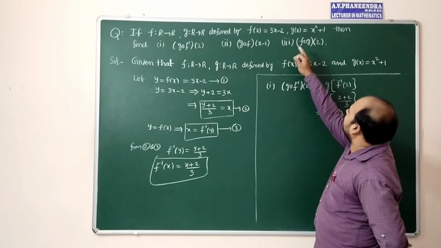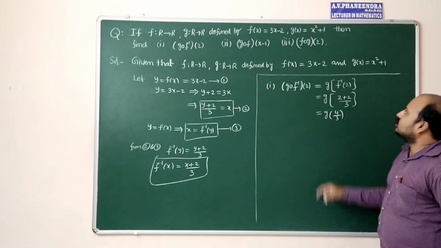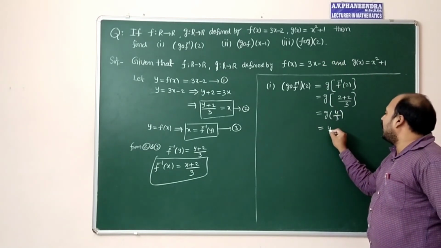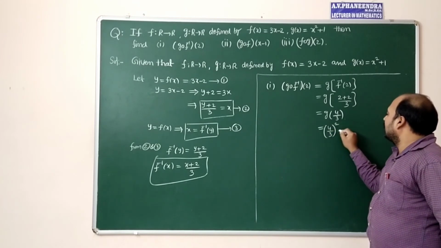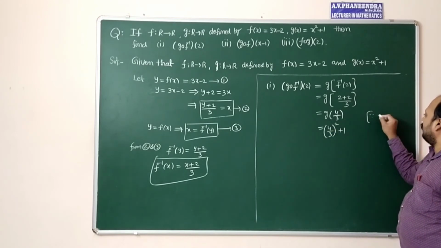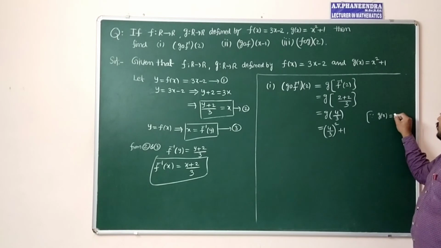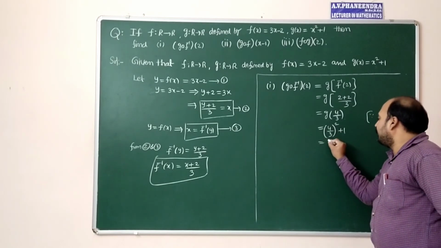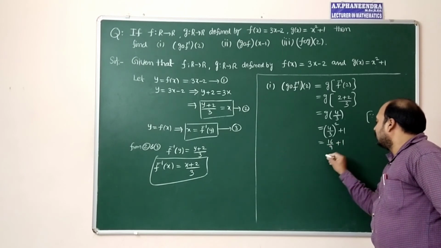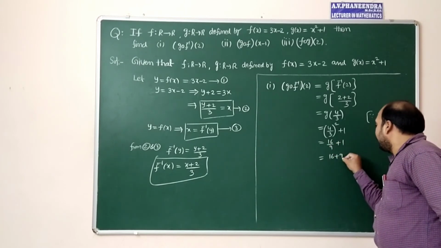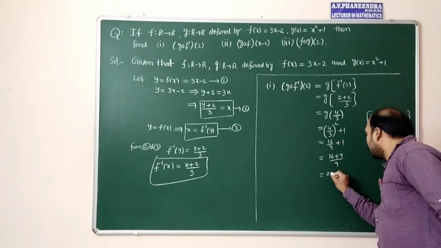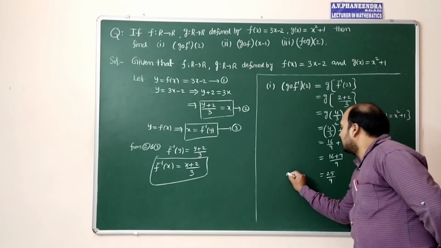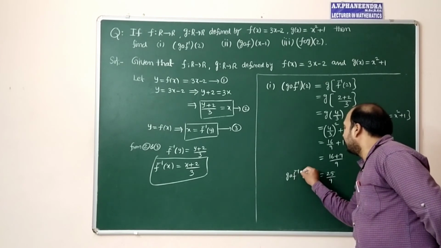g of x is equal to x square plus 1. So in place of x, substitute 4 by 3. So 4 by 3 whole square plus 1, since g of x is equal to x square plus 1. So now 16 by 9 plus 1. 16 plus 9 divided by 9 is 25 by 9. This is g circle f inverse of 2.